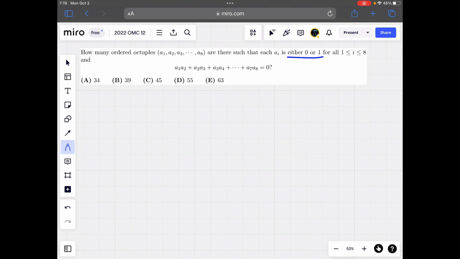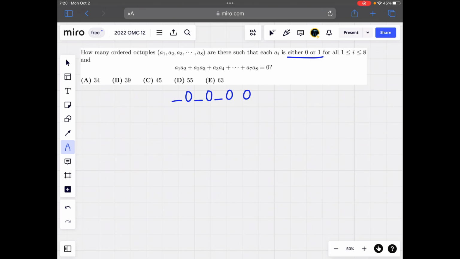So the problem is asking, if there are any 1s at all in A1 through A8, how many ordered octuples are there in which the 1s never appear in consecutive positions? They have to be separated by zeros. So let's write the zeros first. It's clear that there are at least 4. Because if there were less than 4, there'd be more than 4 1s, and 2 of the 1s would have to be consecutive. So let's start with the least case, which is 4.